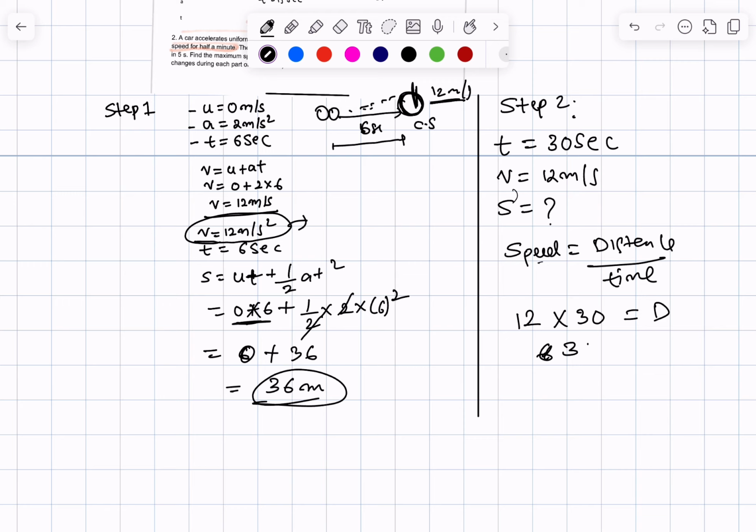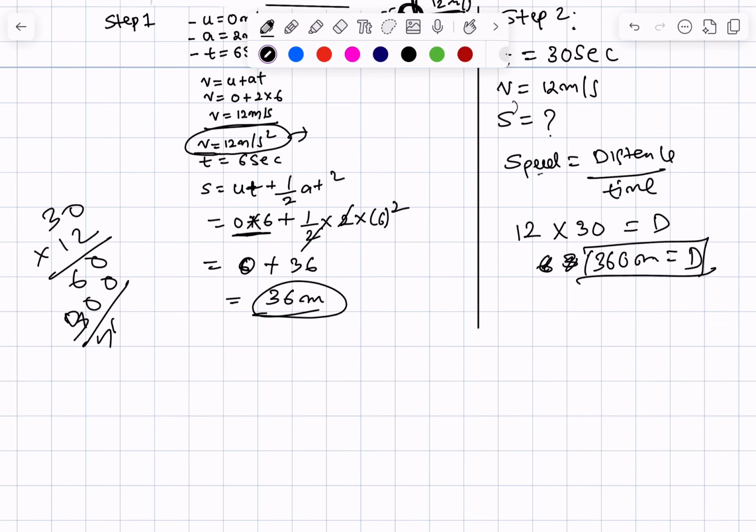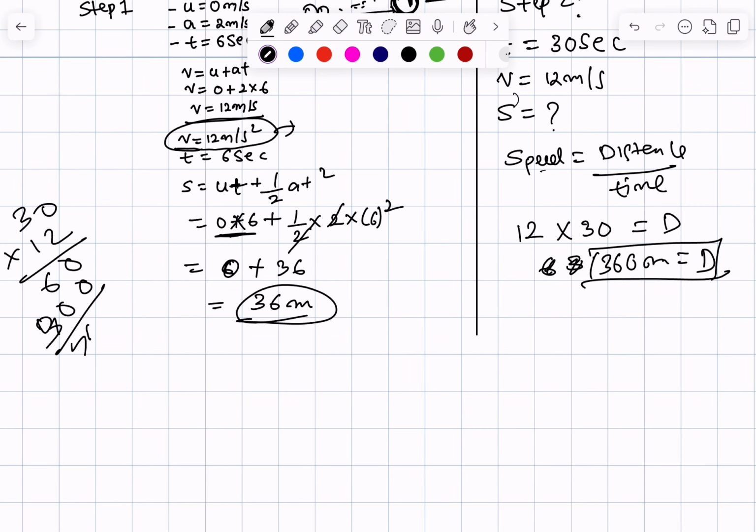36. My maths is getting horrible day by day. I'm sorry. 360. Yeah. 360 meter. So you know the distance for the second step is 360. So now we need to finally calculate S3.